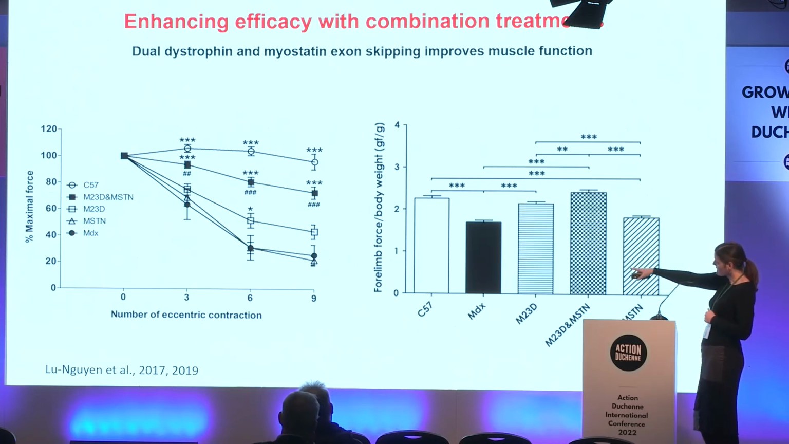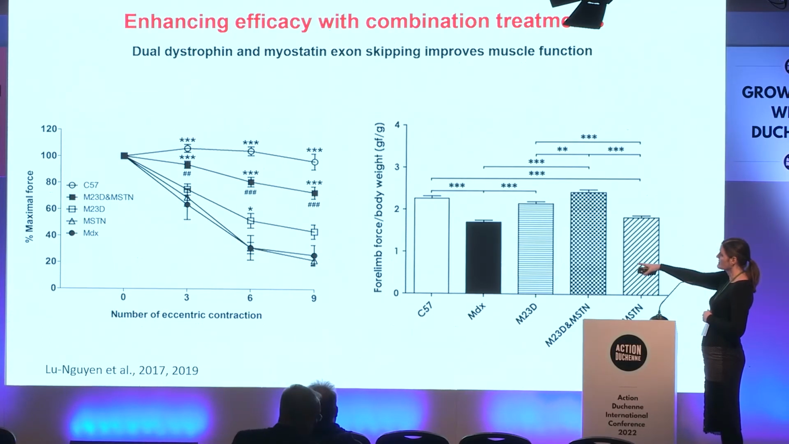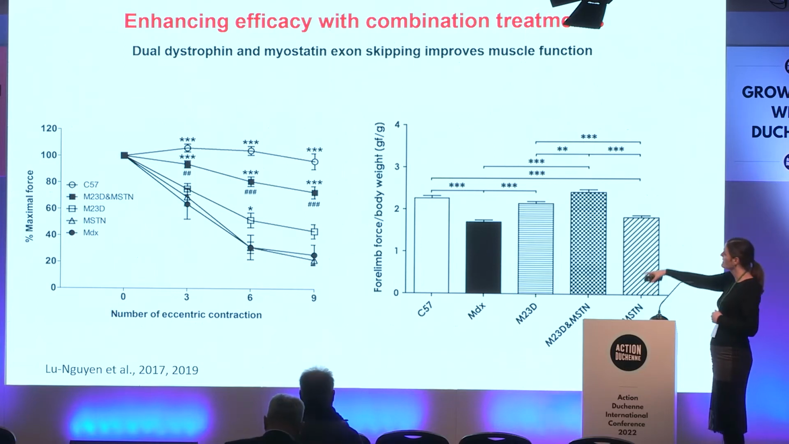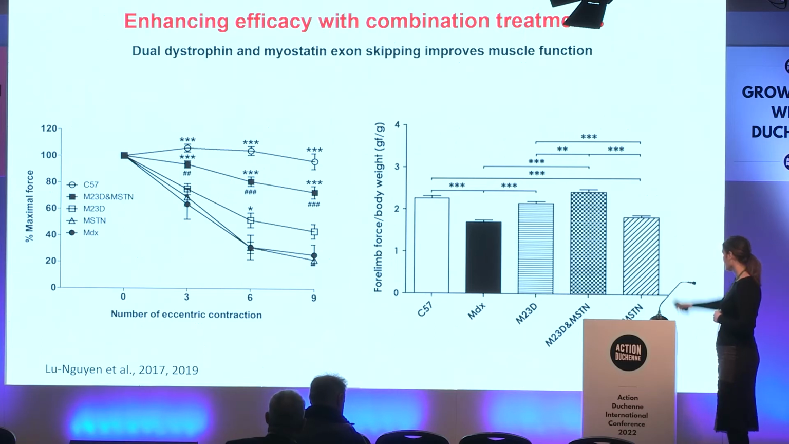In the left-hand graph, we're looking at the force generated during contraction with repeat contractions. You can see that the bottom lines are in the non-treated mouse, the dark circles. And then the empty triangles are just the myostatin exon skip. So it doesn't work on its own. But when we combine the dystrophin with the myostatin, in the dark squares, you can see we're improving almost back to what's seen in the wild-type mouse. So it works very well as a combination. And that's true also of the force that the muscles can generate.